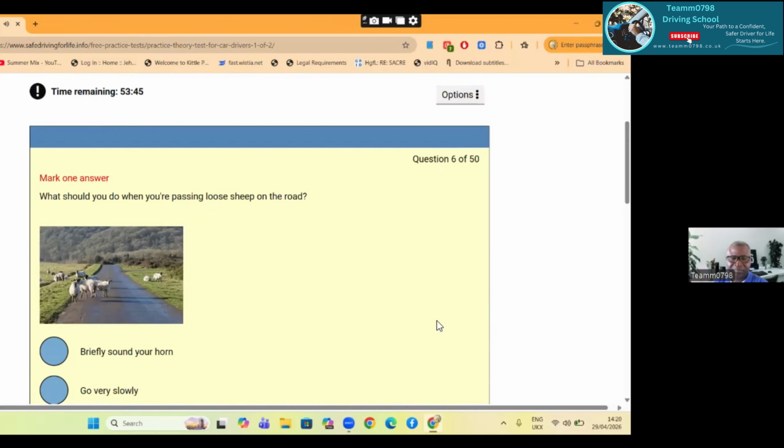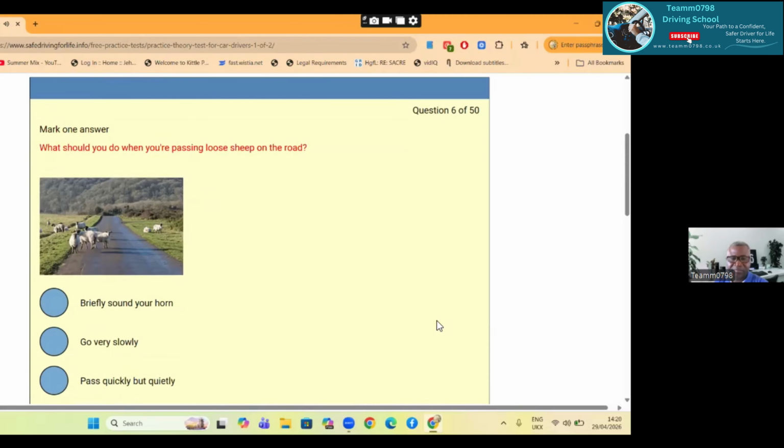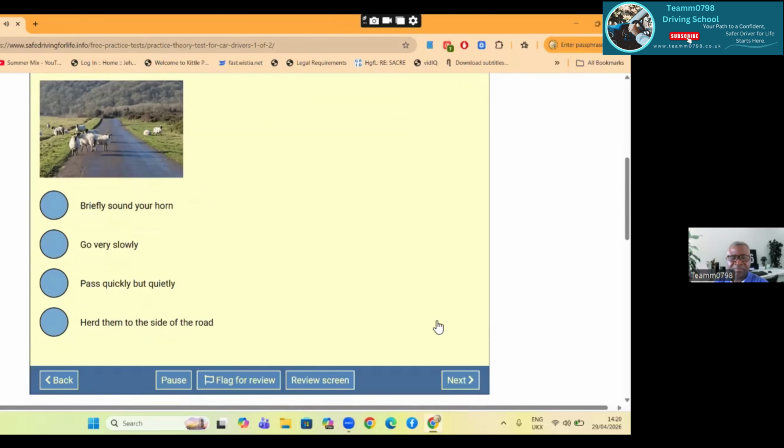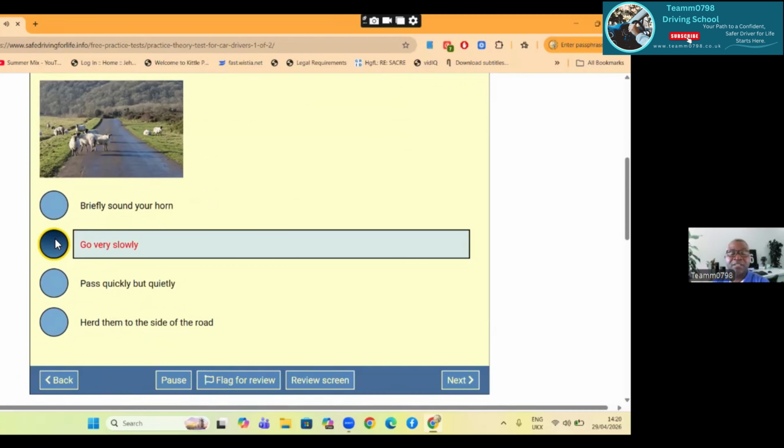Mark one answer. What should you do when you're passing loose sheep on the road? Okay, passing loose sheep on the road. Sound the horn? No, that's not good. Go very slowly. Yeah.